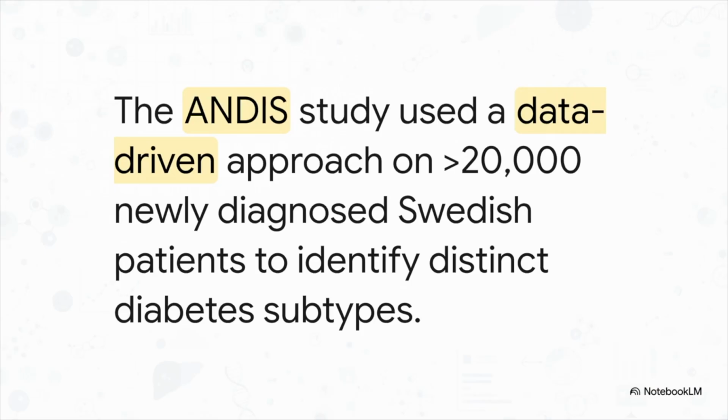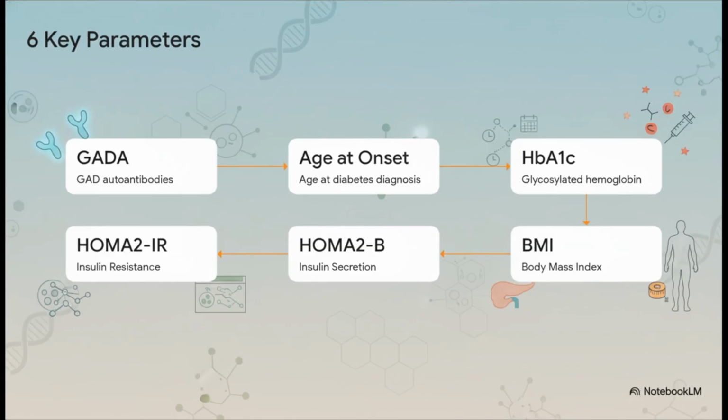So, the Ahlqvist study, what they did was take a completely data-driven, unbiased approach. They analyzed this massive cohort of newly diagnosed patients, and instead of starting with preconceived notions, they let the data itself reveal the natural groupings within the population. And they did this using 6 pretty simple clinically available parameters.